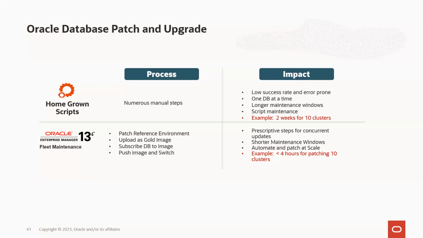This is where fleet maintenance can make it easier with its own bookkeeping and scale level of operations. Process-wise, you'll create a reference environment and a gold image which you want your targets to be aligned with. You subscribe your database targets to this gold image, then deploy these gold images as shadow homes, as this is out-of-place patching, and then switch the targets to use the new Oracle home. If you look at the impact with fleet maintenance, as an example, you can patch 10 clusters in less than 4 hours.